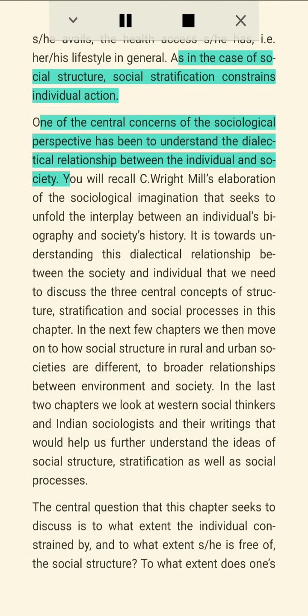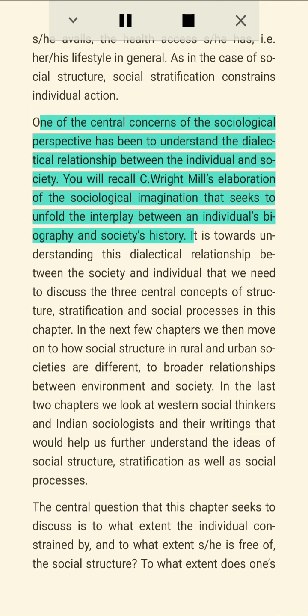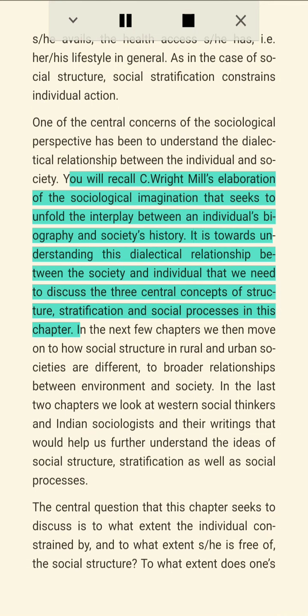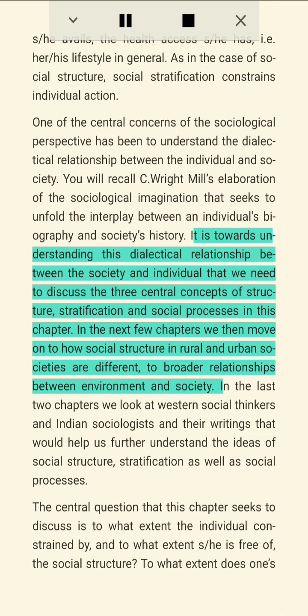One of the central concerns of the sociological perspective has been to understand the dialectical relationship between the individual and society. You will recall C. Wright Mills's elaboration of the sociological imagination that seeks to unfold the interplay between an individual's biography and society's history. It is towards understanding this dialectical relationship between the society and individual that we need to discuss the three central concepts of structure, stratification, and social processes in this chapter.